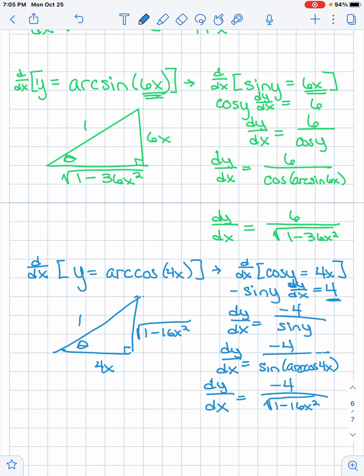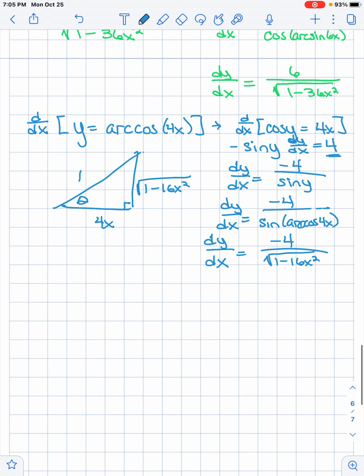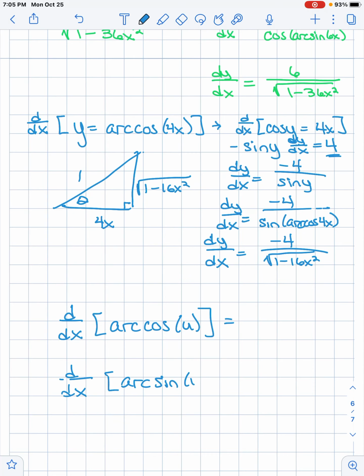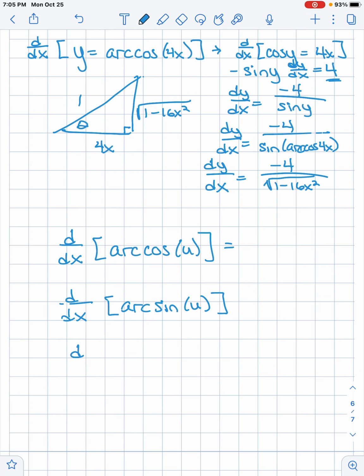Let's see if we can generalize this to any inner function. So for example, if I just said, what is the derivative of the arc cosine of any inner function u? What would that generalized formula be? I hope you're writing it down. I hope you're thinking about it. And we'll do the same thing for tangent.